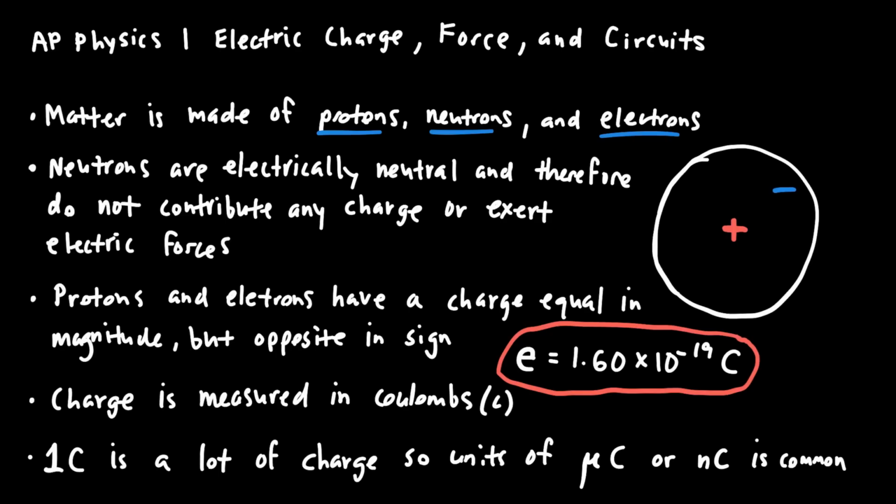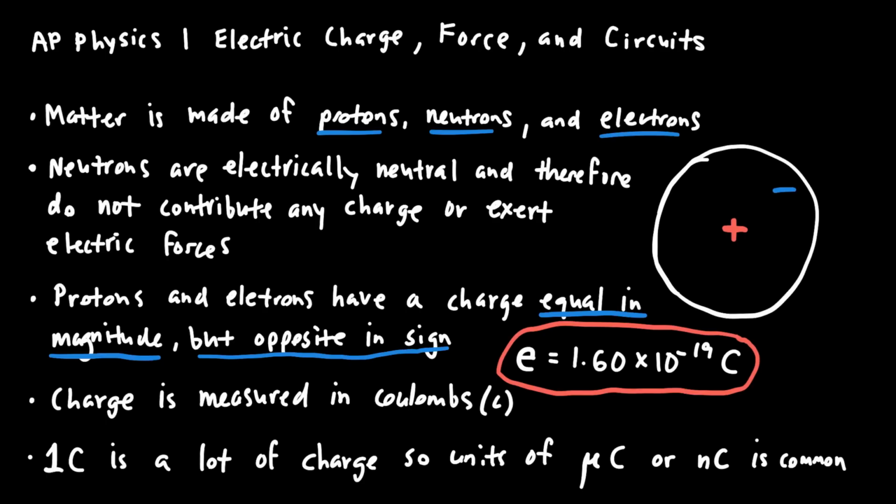And while neutrons are electrically neutral, and therefore can't contribute any charge, and don't exert electric forces on other charged particles, protons and electrons do have a charge, and that charge is equal in magnitude on the proton and the electron, but opposite in sign. And the magnitude of that charge is 1.6 times 10 to the minus 19 coulombs.